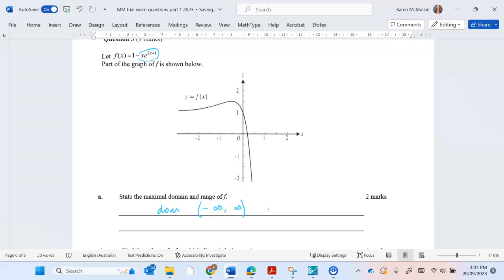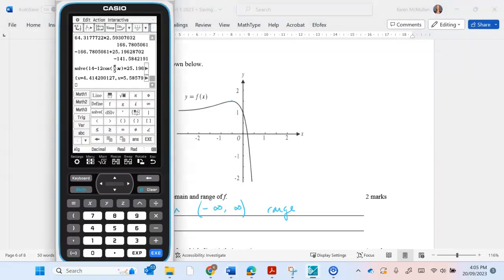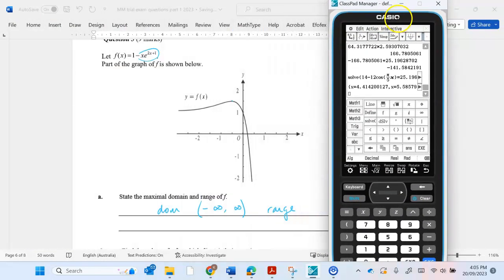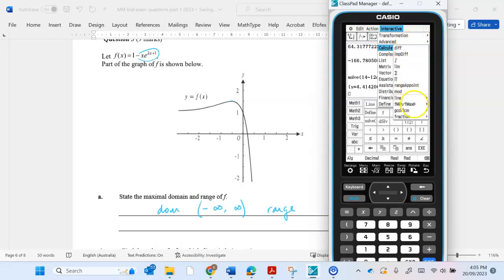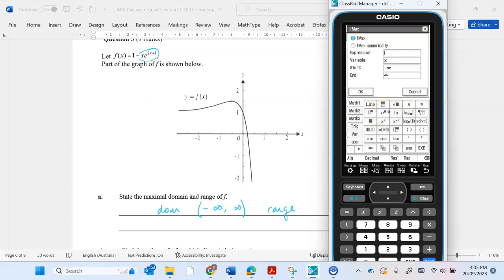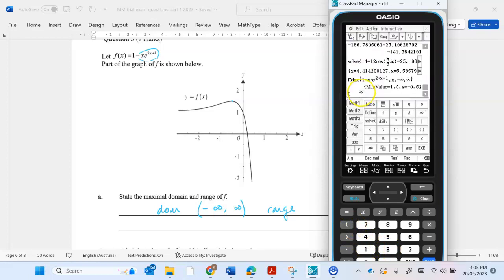For your range, I can see that we've got a maximum point, so we might just do that on the calculator. We want to calculate the function max. Put the expression in: 1 minus x times e to the power of 2x plus 1. And just make sure everything's correct.